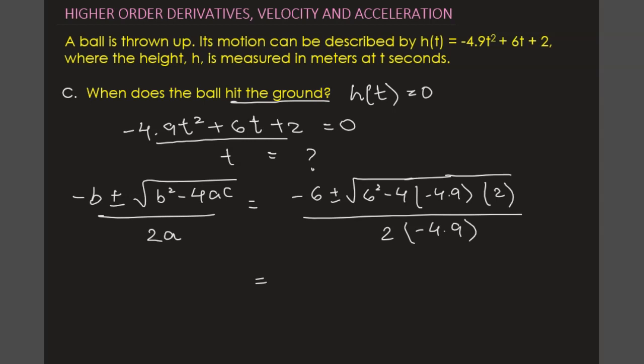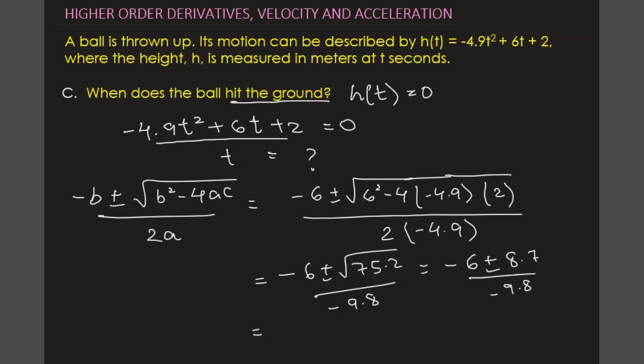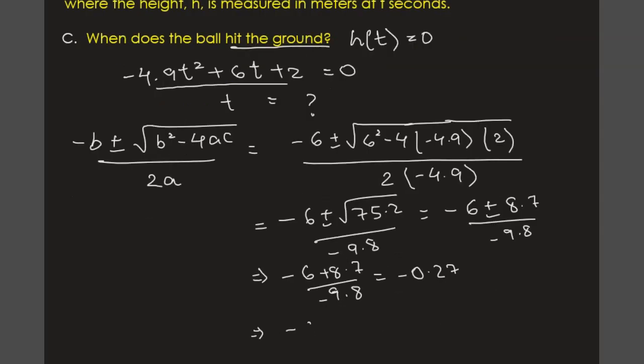When we put this in the calculator, we get negative 6 plus or minus the square root of 75.2 over negative 9.8. This gives us negative 6 plus or minus 8.7 over negative 9.8. We will get two answers for this. One is negative 6 plus 8.7 over negative 9.8, which is equal to negative 0.27. Another answer is negative 6 minus 8.7 divided by negative 9.8, which is equal to positive 1.5.